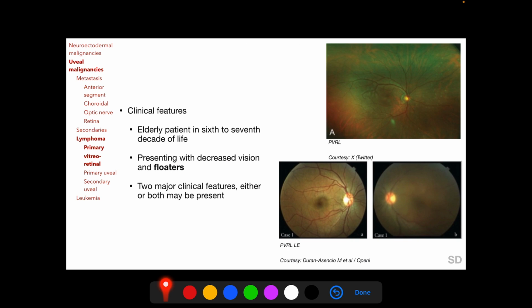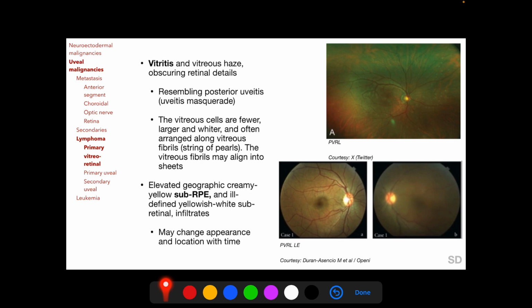PVRL is characterized by two major clinical features, either or both of which may be present in one patient. These two characteristic clinical features of PVRL are vitritis and sub-RPE infiltrates. Vitritis and vitreous haze can be significant in PVRL patients, obscuring retinal details, as we see here in these two photographs of a patient presenting with PVRL in the left eye having dense vitreous haze obscuring retinal details. Thus, PVRL can resemble posterior uveitis and belongs to the syndromes considered as uveitis masquerades.